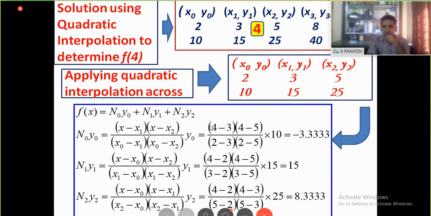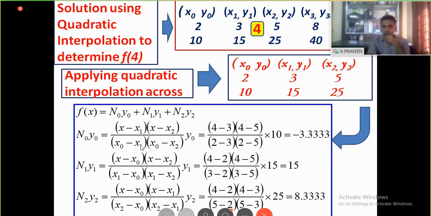So you're taking x as 4. 4 minus 3, x1 value, 3. x value, 4, minus x2 value, 5. So this is x minus x1, the other is x minus x2, divided by, you have x0 minus x1.